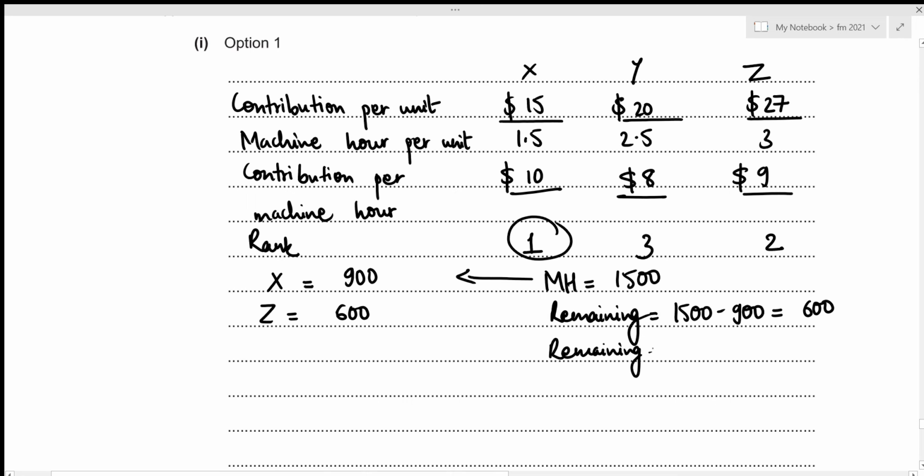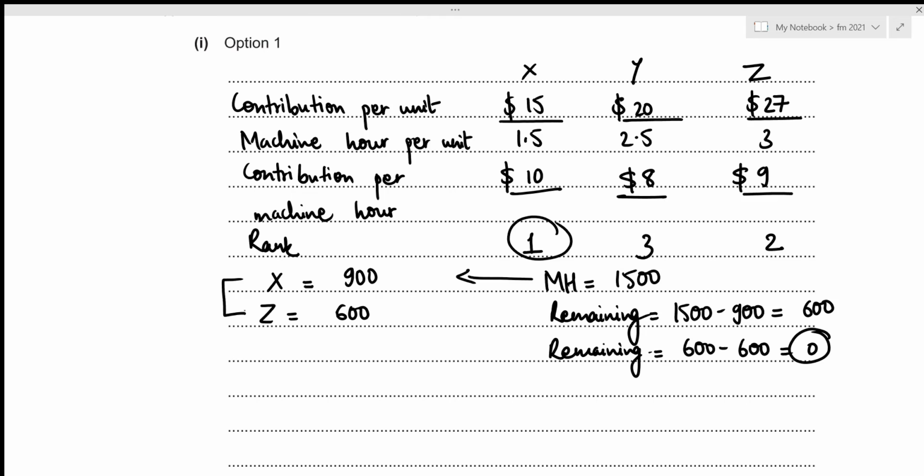Because we already allocated all of the available machine hours to product Z, which means that we have 0 machine hours in order to produce Y. So this just means that we will only be producing product X and product Z in their full capacity, but completely neglecting product Y in order to earn the maximum profit available.